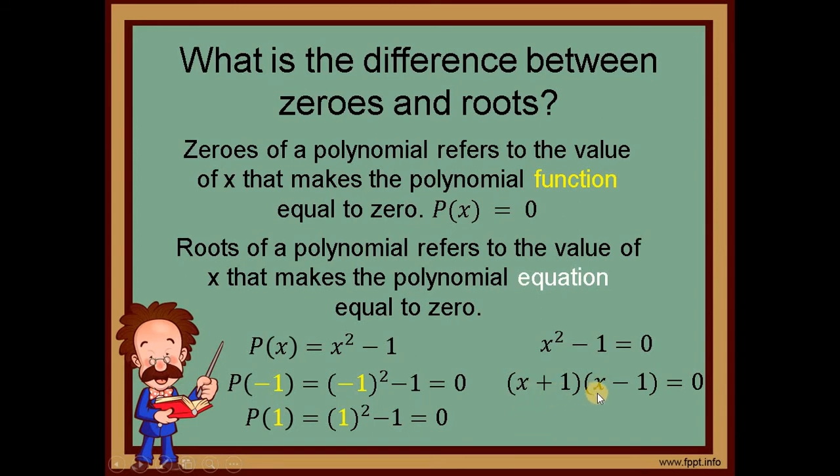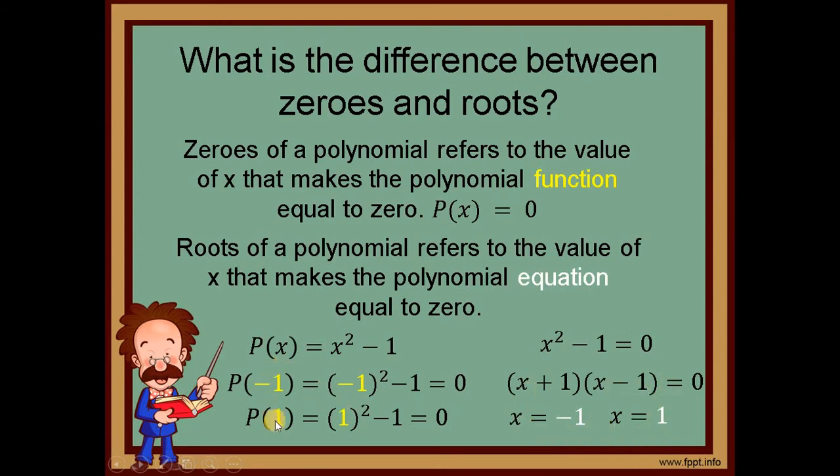We have x plus 1 times x minus 1 equals 0, a difference of two squares. Now, zero product property: since x plus 1 times x minus 1 equals 0, x plus 1 can be equal to 0 or x minus 1 can be equal to 0. For x plus 1 to be 0, x must be negative 1. For x minus 1 to be 0, x must equal positive 1. Therefore, negative 1 and positive 1 are the roots of this equation.